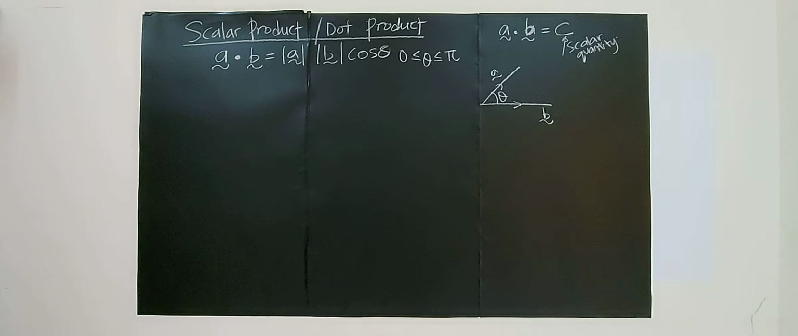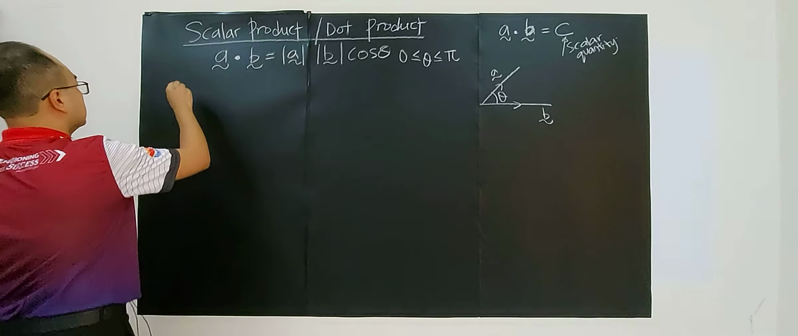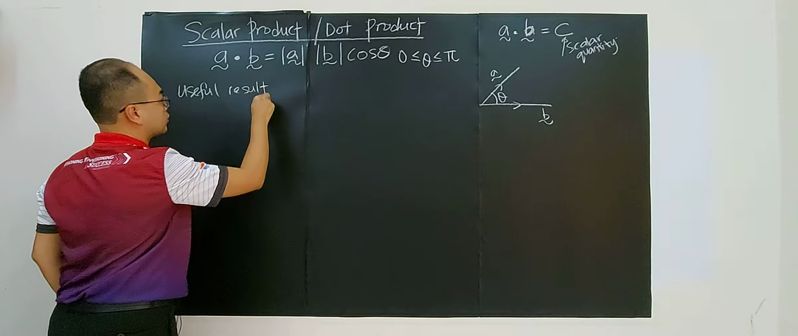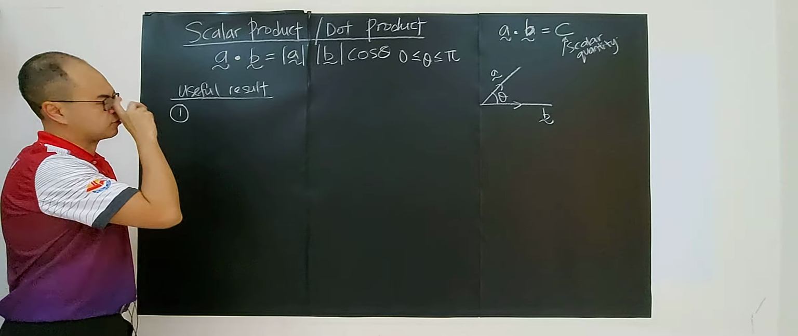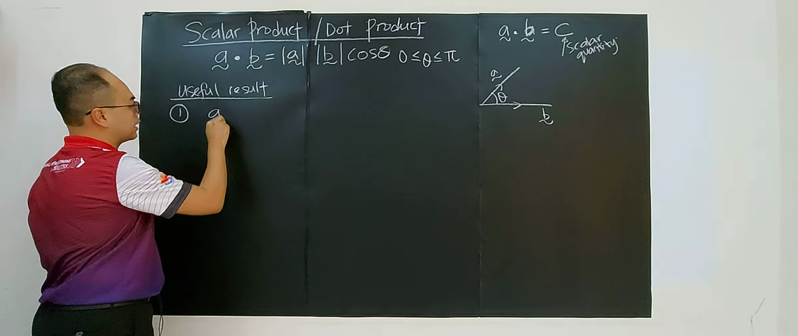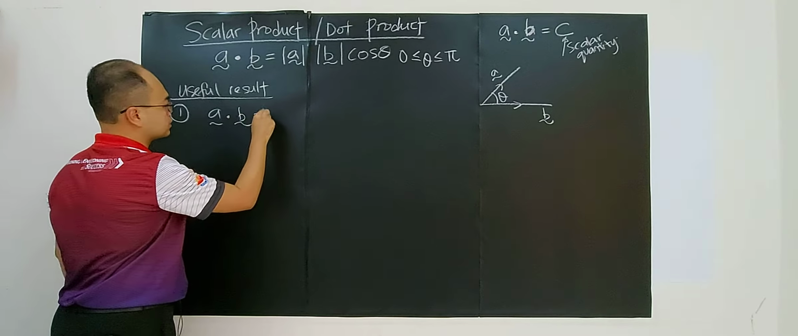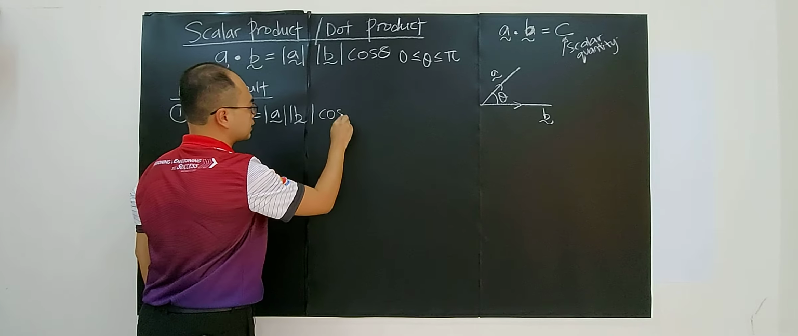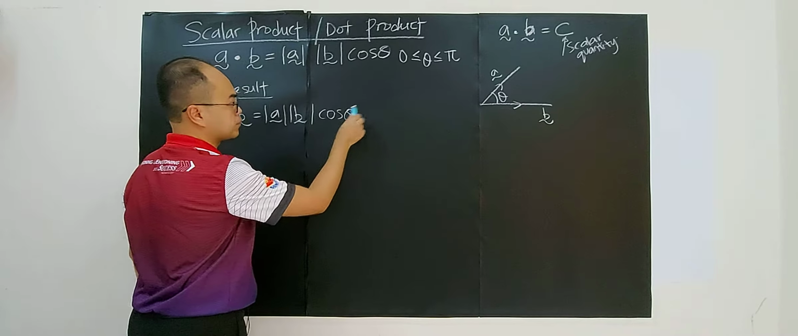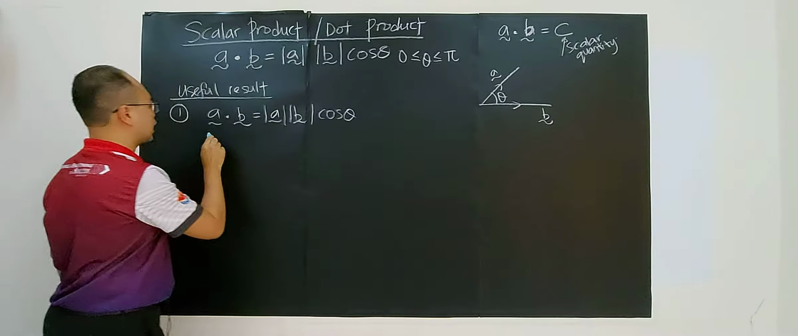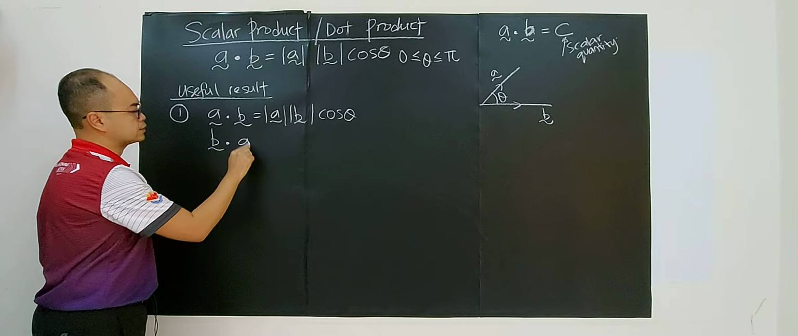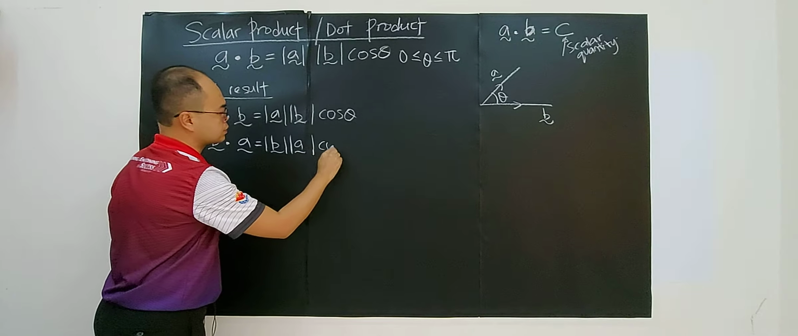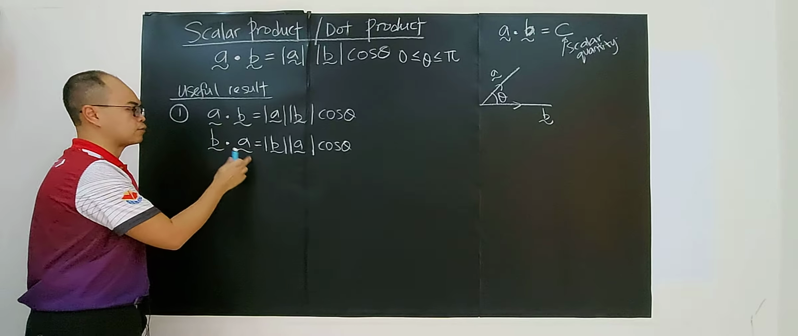Let's see some useful results from this definition. Let's look at the first one. As you know, A dot B is the same as the magnitude of A, magnitude of B, cosine theta, where theta is the angle between A and B. I can also write B dot A, which is the magnitude of B, magnitude of A, cos theta, the angle between vector B and vector A.